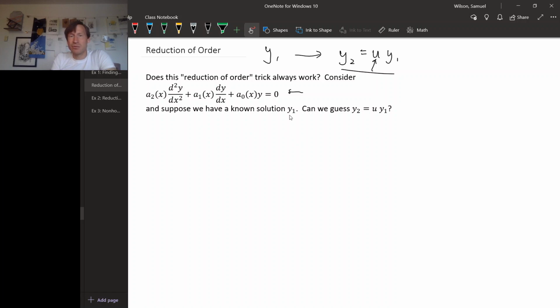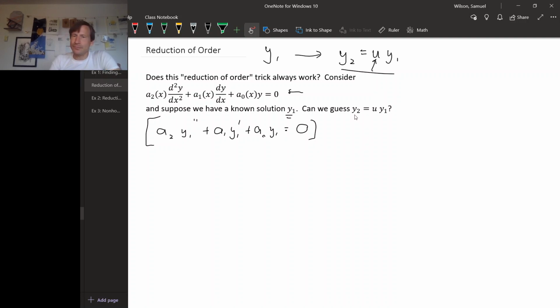So as we do this, since we know that y sub 1 is a solution, remember that what that means is a sub 2 times y sub 1 double prime plus a sub 1 times y sub 1 prime plus a sub 0 times y sub 1. These will all add up to 0, because this is what you get when you plug y sub 1 into the differential equation, and y sub 1 is supposed to be a solution to the differential equation. So this sum happens to be equal to 0. So if we ever see this sum as we work on plugging y sub 2 into the differential equation, then this sum will all add up to 0.